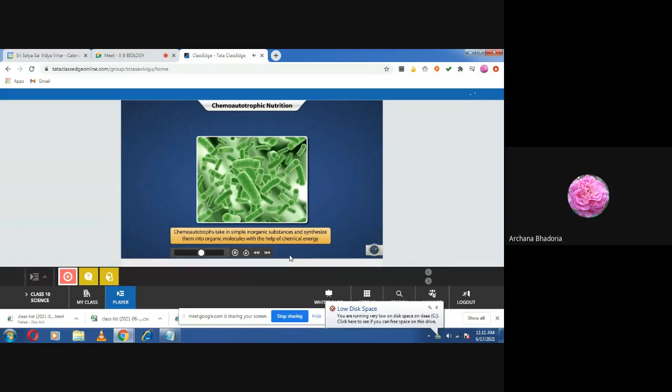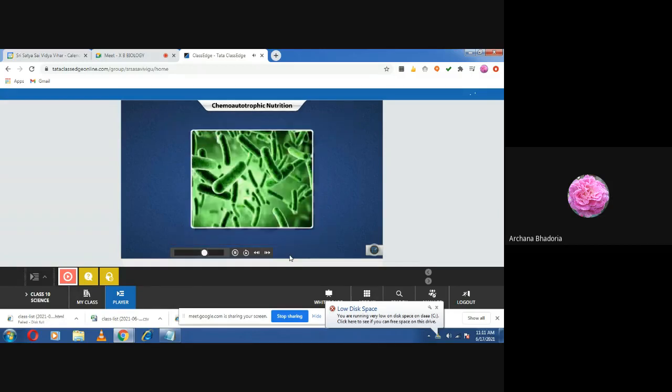In this mode of nutrition, the organisms take in simple inorganic substances and synthesize them into organic molecules. The energy required for this process is chemical energy. An example of chemoautotrophs is the nitrosomonas bacterium. It utilizes ammonia and oxygen to synthesize nitrites and water. Energy is produced in this process.